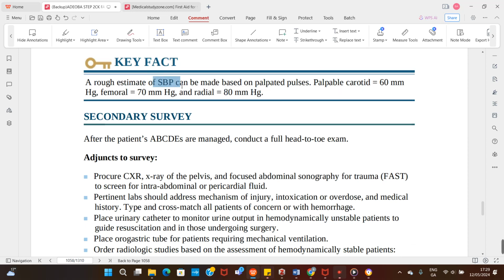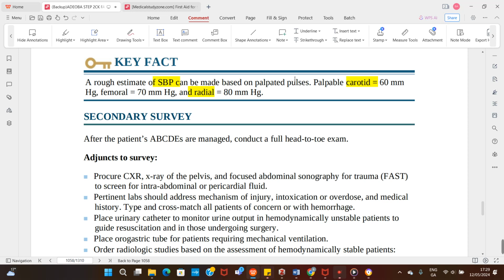From your palpation of different pulses, you can have an estimate of what the systolic blood pressure is. The first to disappear is the radial pulse. The second is the femoral. The last is the carotid. So if you can feel somebody's radial pulse, it means that the systolic blood pressure is at least 80.